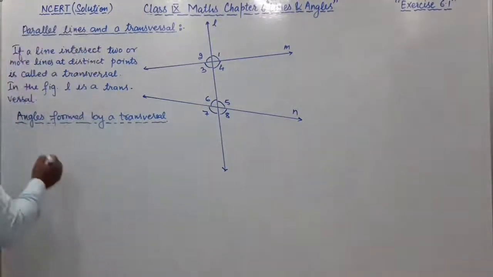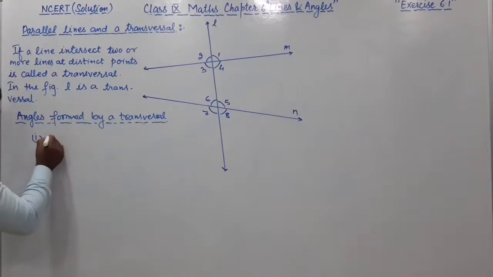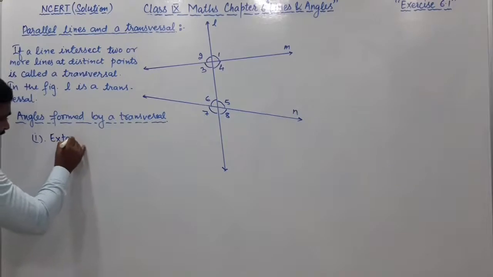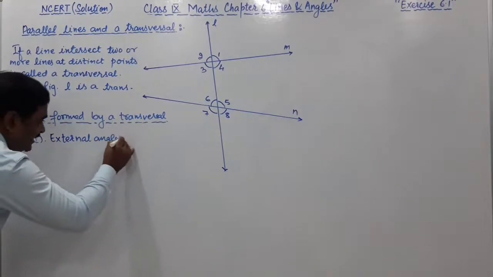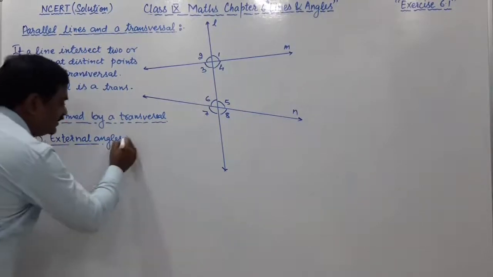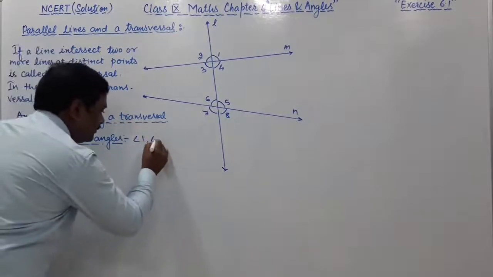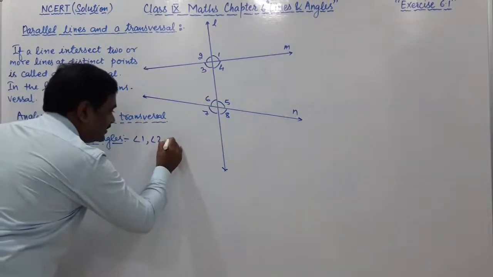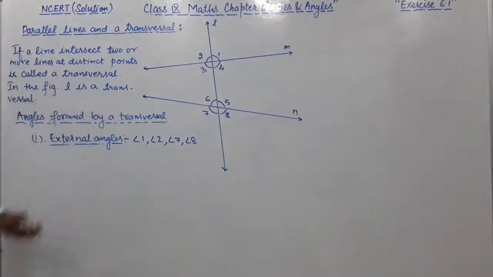So first, external angles. Right, friends? So there are 4 angles: angle 1, angle 2, angle 7 and angle 8. They are external angles. ठीक है? You just note down it.